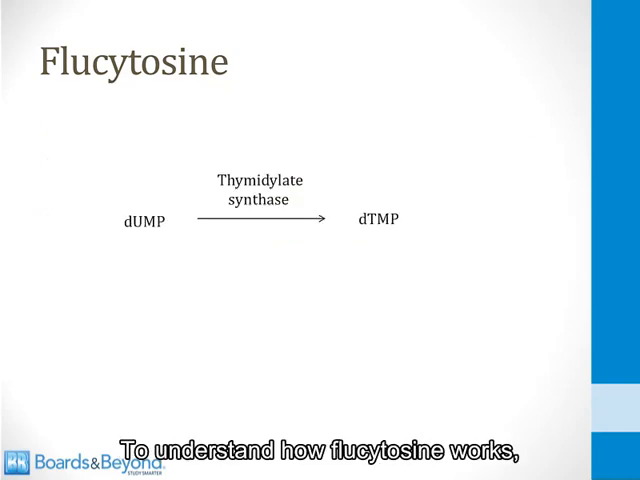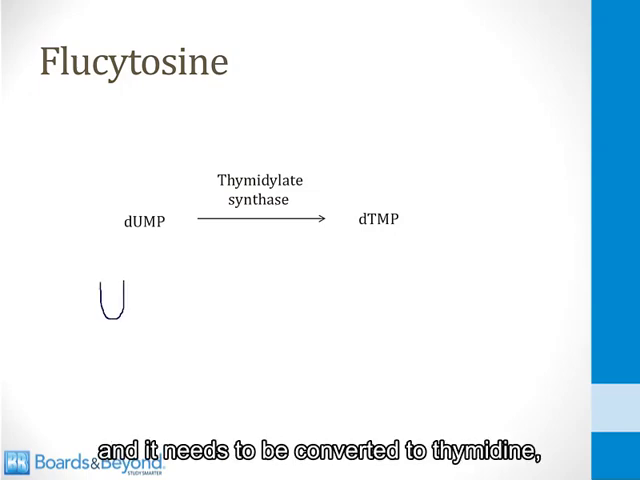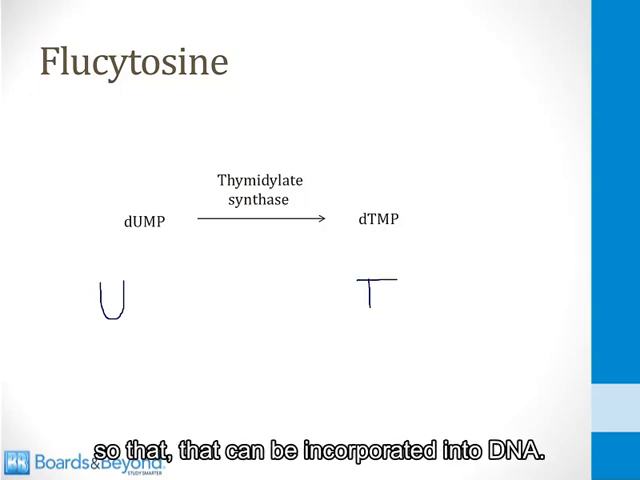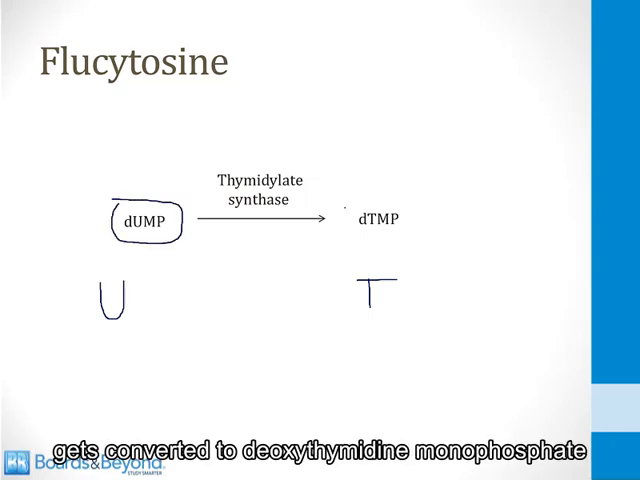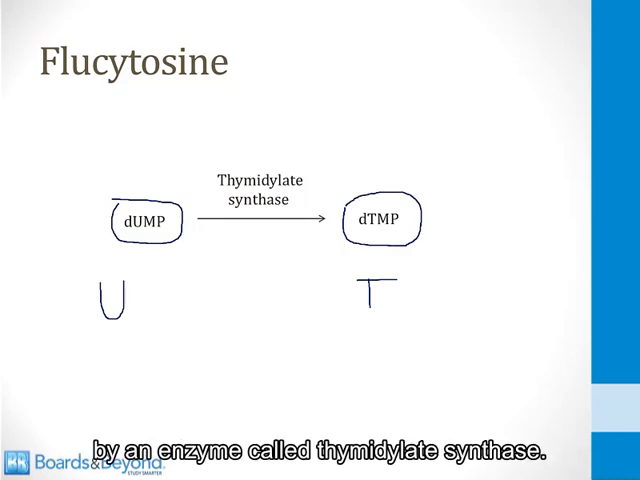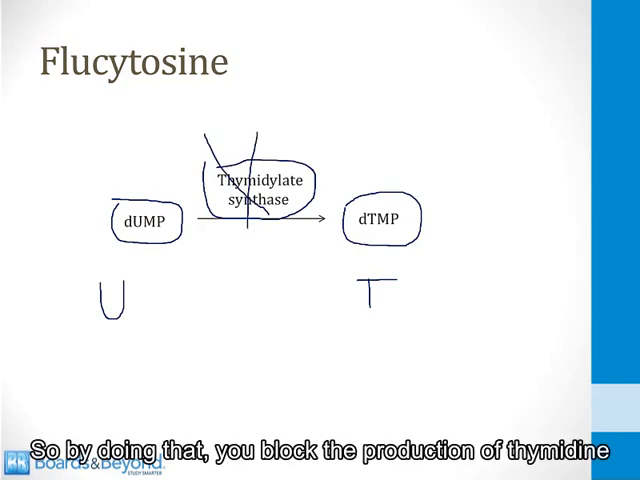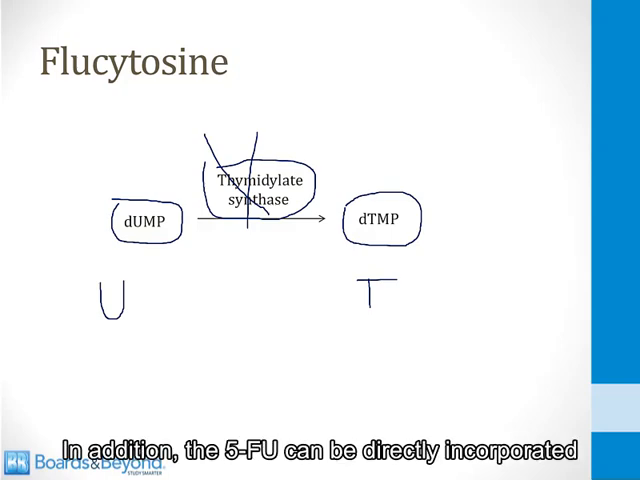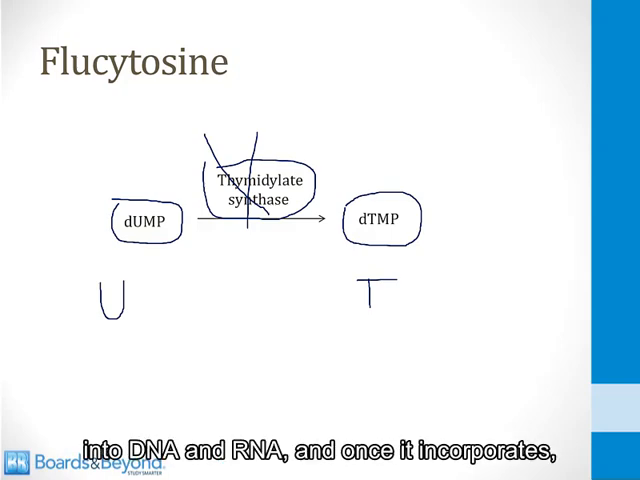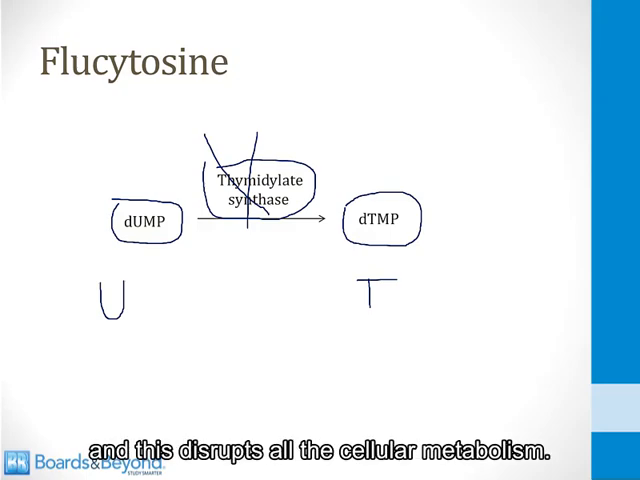To understand how flucytosine works, we need to review a little biochemistry. So inside of cells you have uracil, and it needs to be converted to thymidine so that that can be incorporated into DNA. The way this occurs is that deoxyuracil monophosphate gets converted to deoxythymidine monophosphate by an enzyme called thymidylate synthase. And this enzyme is inhibited by 5-FU, so by doing that you block the production of thymidine and you block the production of DNA. In addition, the 5-FU can be directly incorporated into DNA and RNA, and once it incorporates, it disrupts the formation of DNA and the formation of proteins, and this disrupts all the cellular metabolism.